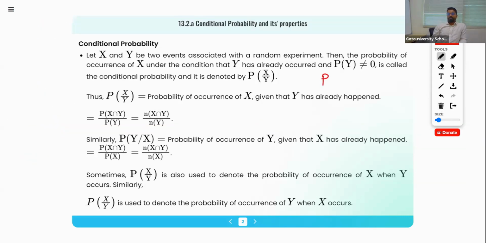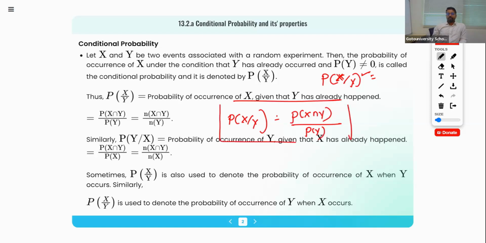And it is symbolically represented like this. If I say P of X bar Y, meaning is the probability that X has occurred given that Y has occurred. Okay. And how do you write this is P of X bar Y, and the formula for this is P of X intersection Y divided by P of Y. This is how we calculate. Okay, let me give an example.